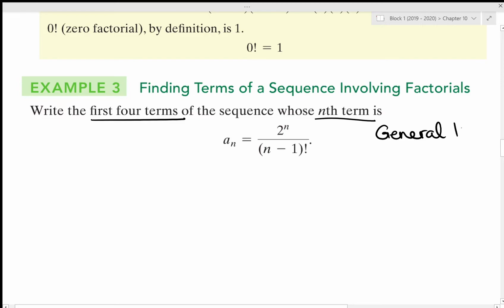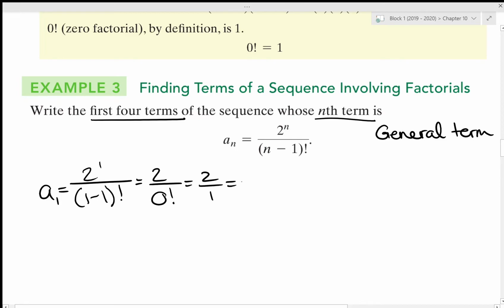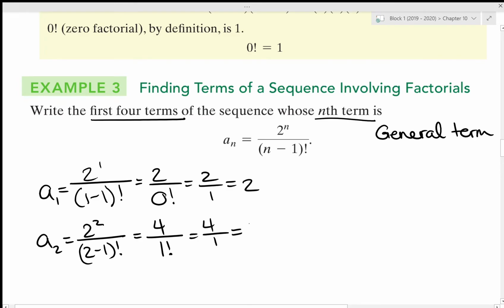Okay, this is not recursion because you don't see an a of within the formula. So, a of 1 equals 2 to the first over 1 minus 1 factorial. So it's 2 over 0 factorial, which is 1. So 2 divided by 1 is 2. Second term, 2 squared over 2 minus 1 factorial. 2 squared is 4. 2 minus 1 is 1 factorial. 1 factorial is 1. So 4 divided by 1 is 4.